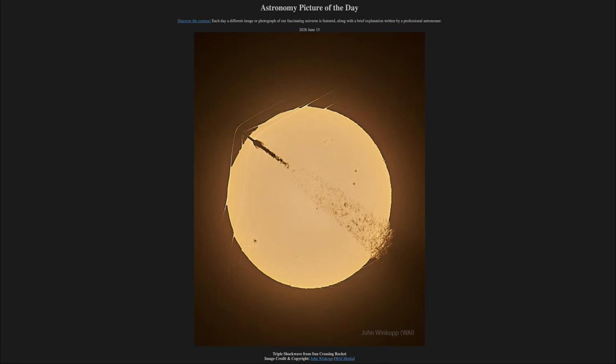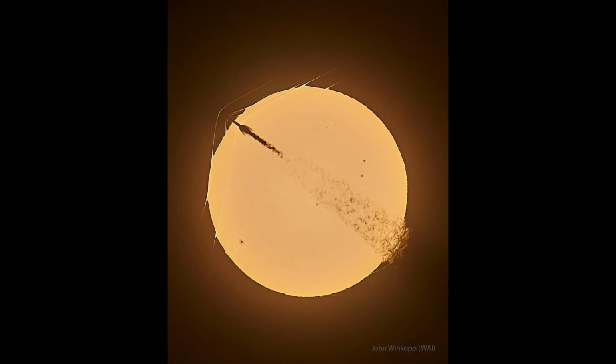Today's picture is titled Triple Shockwave from Sun Crossing Rocket. So what do we see here? Well, this is a launch of one of the SpaceX Falcon 9 rockets, and we can see the rocket itself toward the upper left side of this image, and around it we can see the various trails left behind.